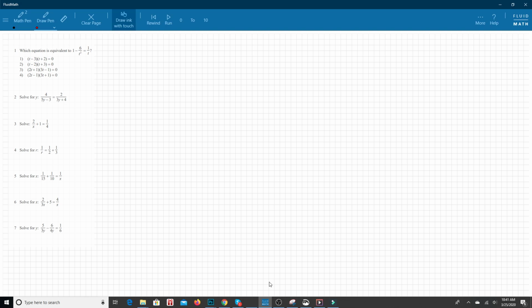So what we want to do first is try the first problem. The first problem says 1 minus 6 over t squared is equal to 1 over t. If we're looking at this, we're going to need a common denominator, just like we would always need. Common denominator of this would be t squared. So I'm going to rewrite the 1 as t squared over t squared.